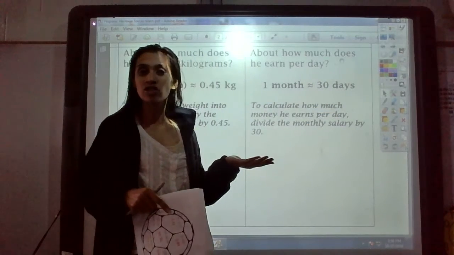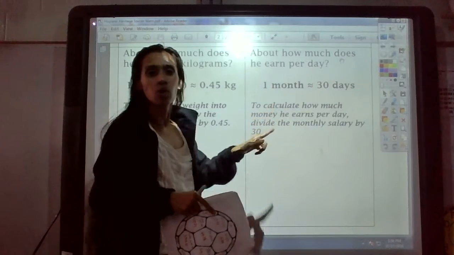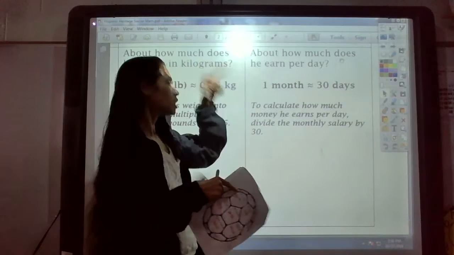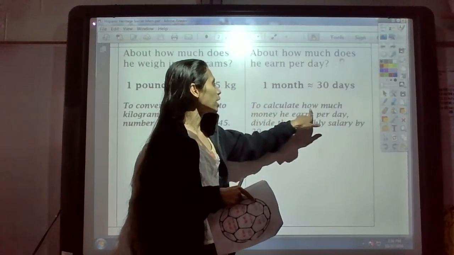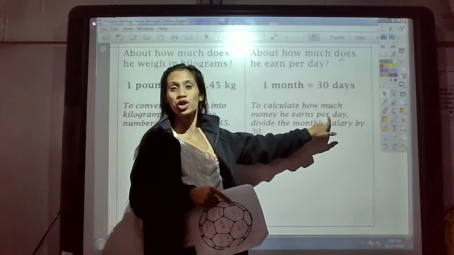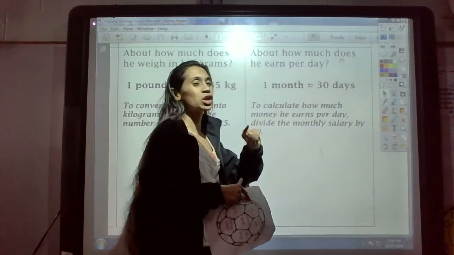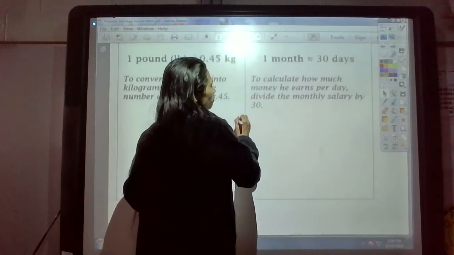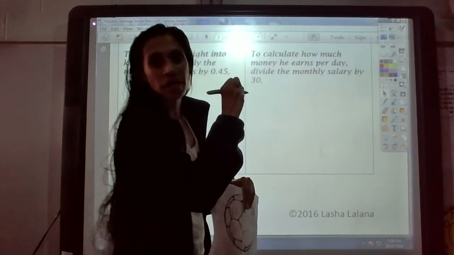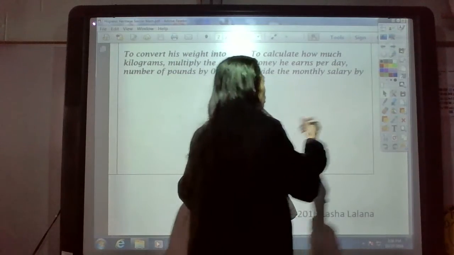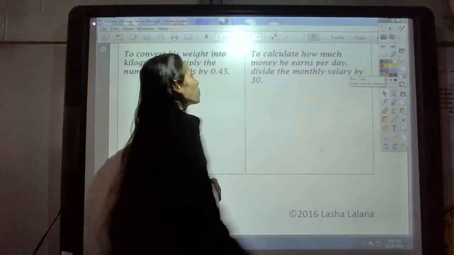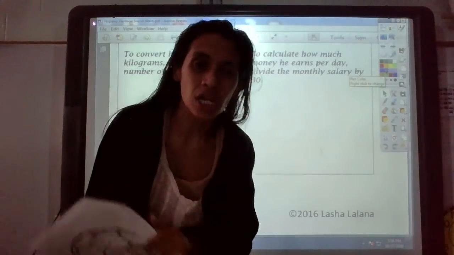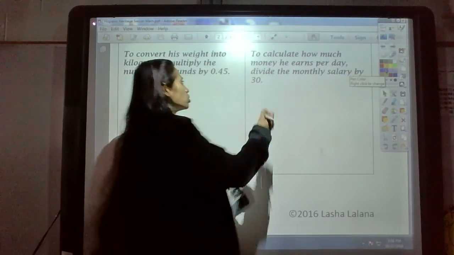So what do we need to do? Let's read the clue. To calculate how much money he earns per day, divide the monthly salary by 30. Let me move this up, because sometimes when you do long division, you need a lot of space. To calculate how much money he earns, we are going to operate, like in math. We are going to divide.